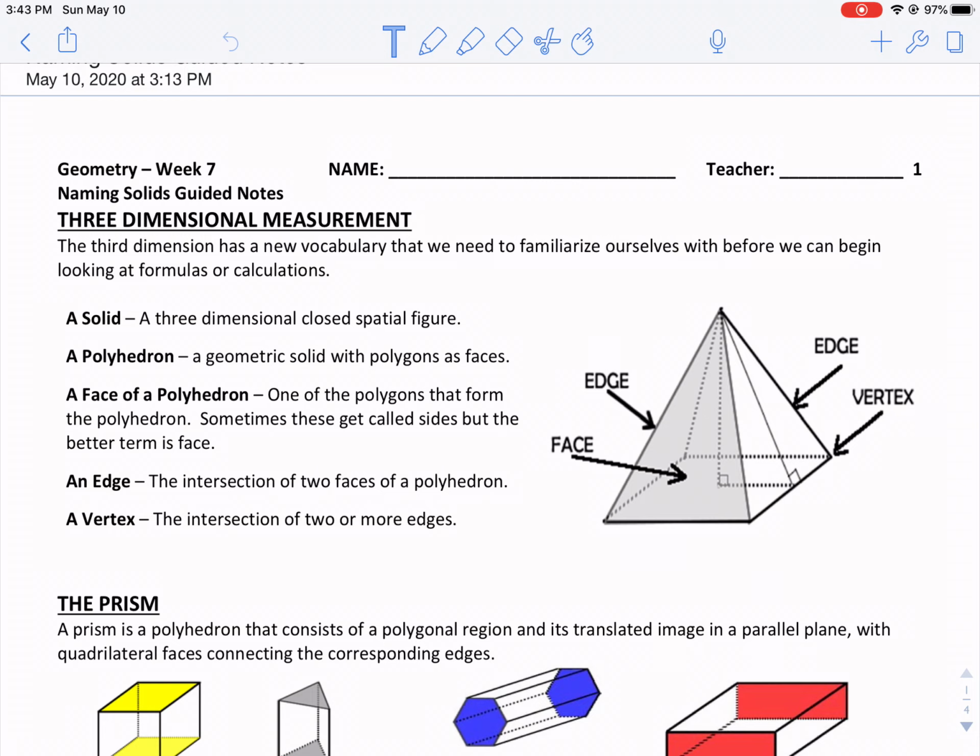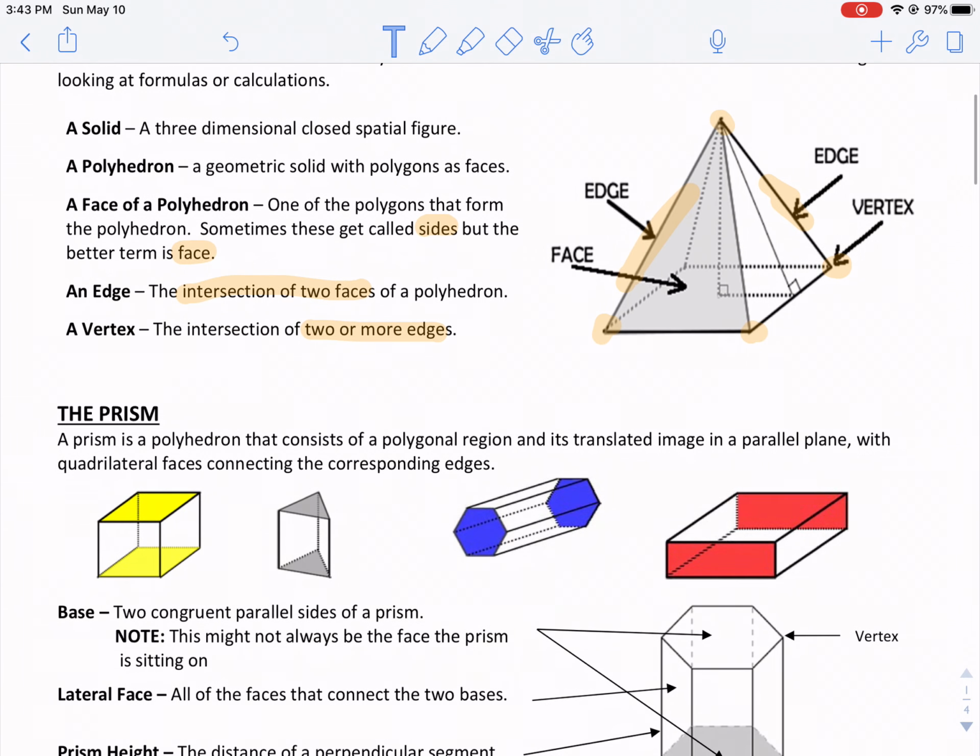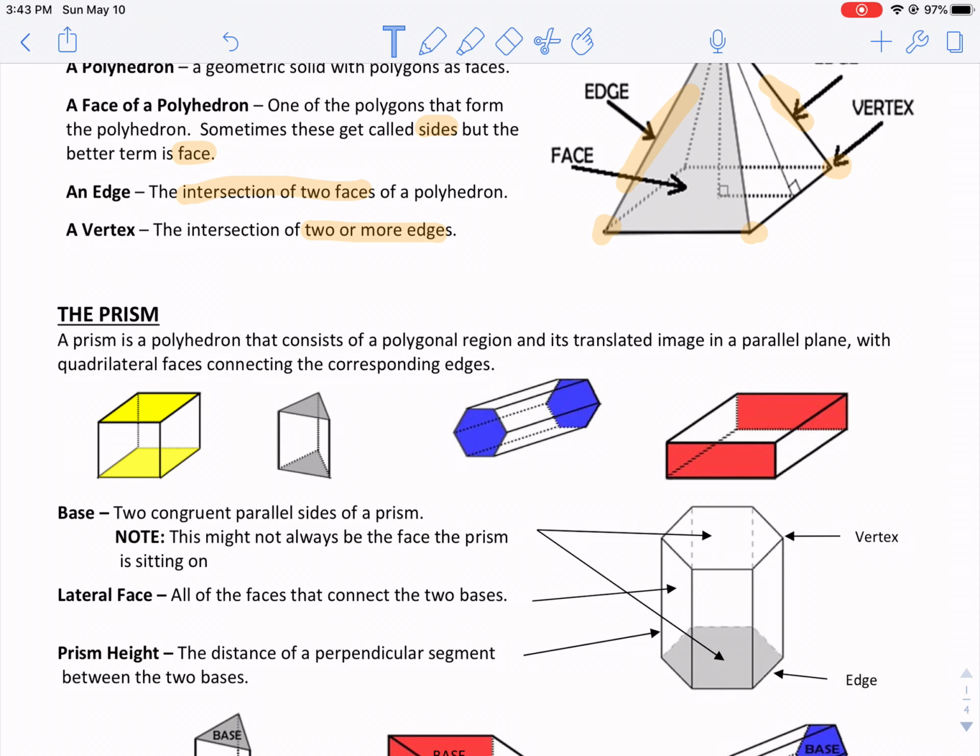And then from there, we have three basic parts of a solid that we've all heard before, hopefully. We have the face, which is just one of the so-called sides, is what a lot of times people call it, but the better name is face. The edge is where two faces intersect, and the vertex is where two edges intersect. All right, so our vertices are the corners, our edges are the straight sides, and our faces are each and every flat part, or what we probably would call the sides.